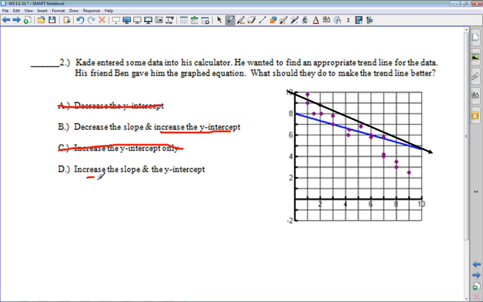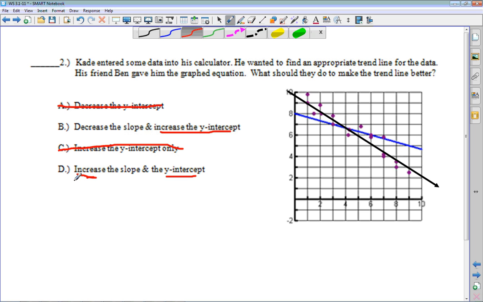This one says increase the Y-intercept. Now, what do I need to do with the slope? Right here, I need to make the slope get steeper. Be very careful. Now, this is 0. As I move the line down and make it steeper, even though I'm moving it down, I am actually increasing the slope. The answer should be D.